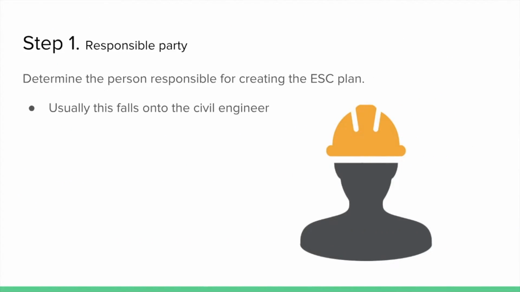Now we will discuss the steps necessary to obtain this prerequisite. The first step is determining the responsible party for creating the ESC plan. This usually falls on the civil engineer of the project. However, in some cases, it can also fall onto the hands of the hydrologist, geologist, contractor, or builder.